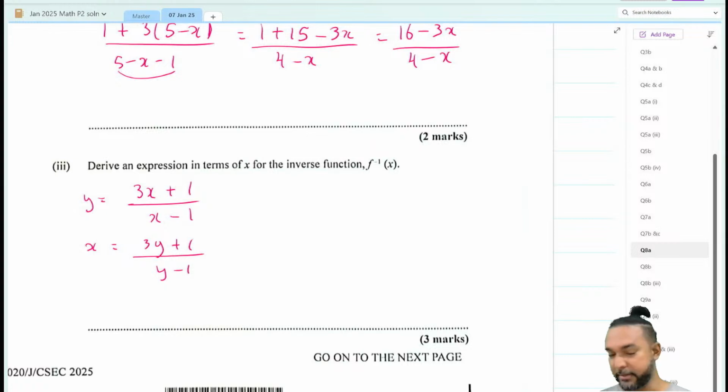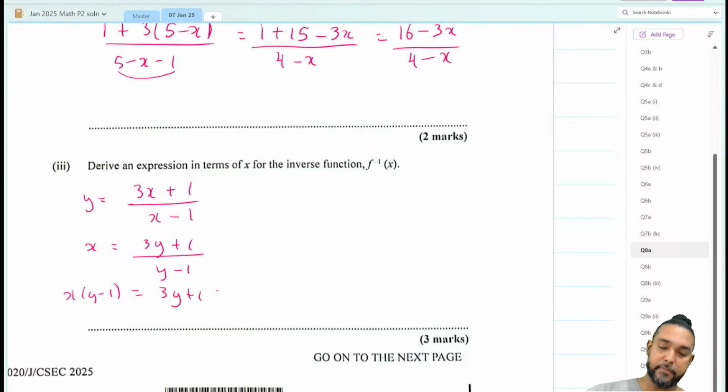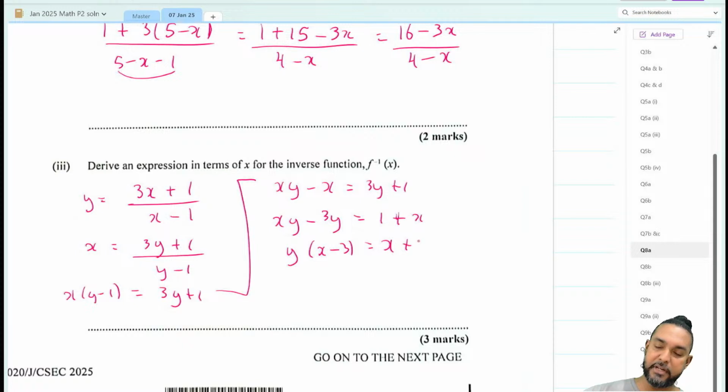Thank you, Peter. Right, so first things first, let's multiply by the denominator. Sorry about the scrappy writing there, guys. Right, so we'll expand that side to get xy minus x equal to 3y plus 1. Let's bring all the y's to one side. So we'll subtract 3y and we'll add x to both sides. Factor out the y here. This is x plus 1, and then y would be equal to x plus 1 over x minus 3. And that is your f inverse of x.